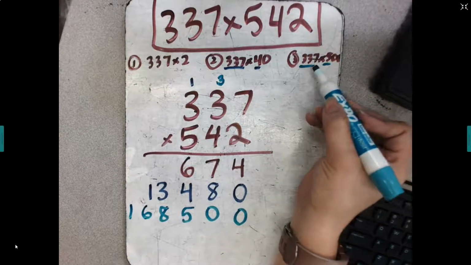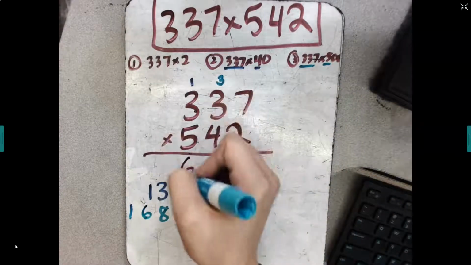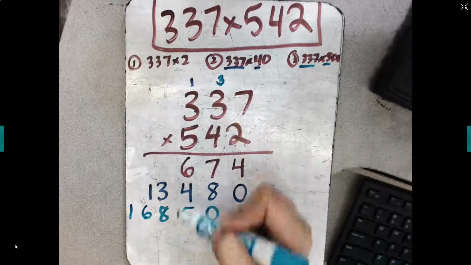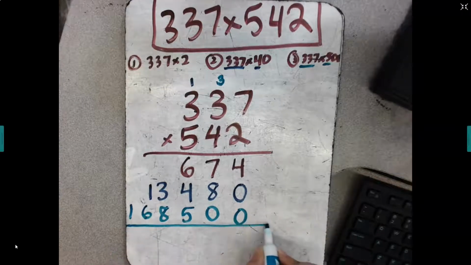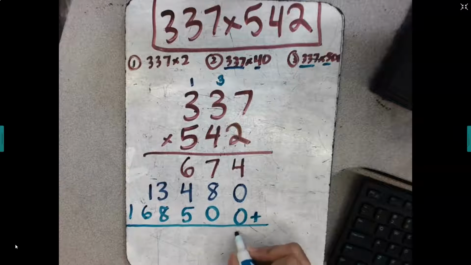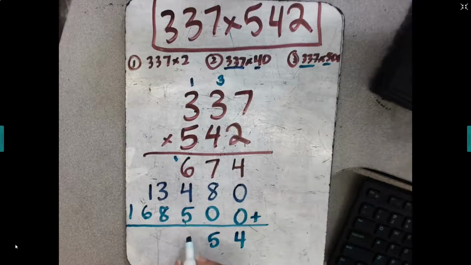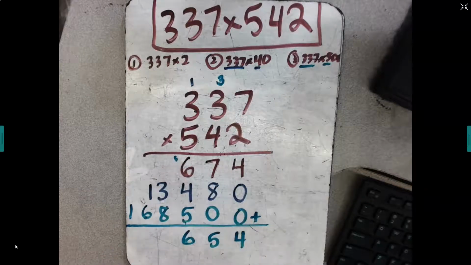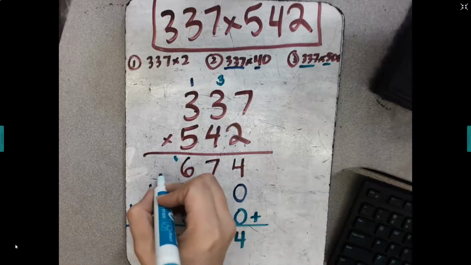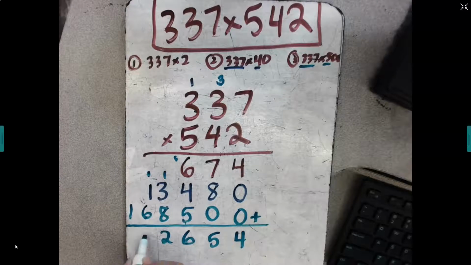Okay, now I have my 337 times 500, I have my 337 times 40, and I have my 337 times 2. So that's why this is called partial products, because I have part of each product right here. Now I can add these numbers together. Okay, I have 4, 15, I have 16 here because I grouped my 6 and 4 to be 10, and then my 5 and 1 to be 16. Okay, carry my 1. Then 4 plus 8 is 12. 8, 1, and there is my answer.